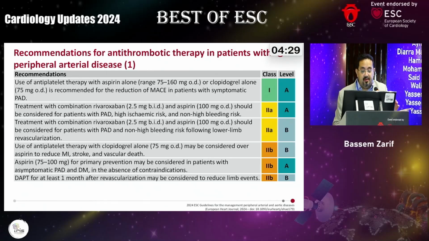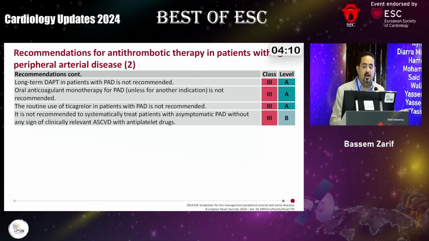Aspirin for primary prevention should be highlighted for high-risk patient groups, especially diabetics, and DAPT for at least 1 month after revascularization may be considered to reduce limb events, but only class 1 is the use of antiplatelet, aspirin, or clopidogrel for our patients.